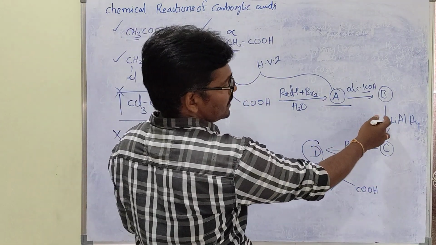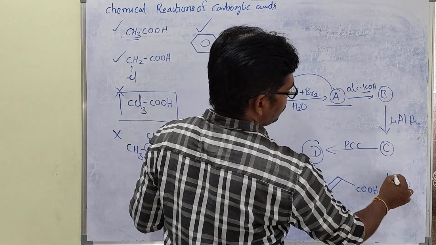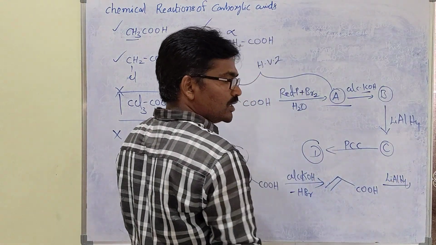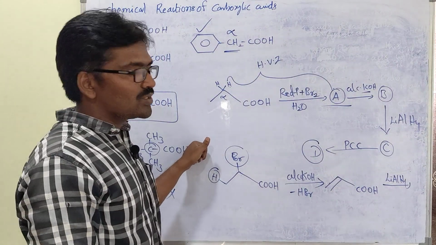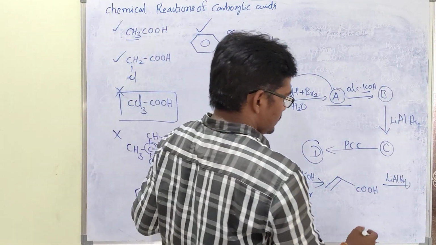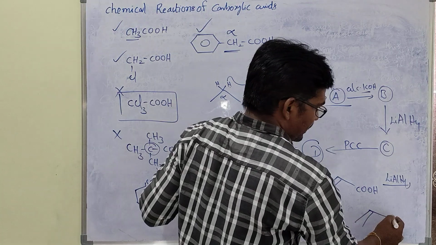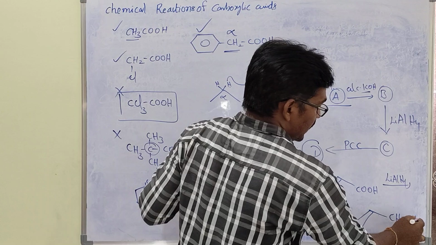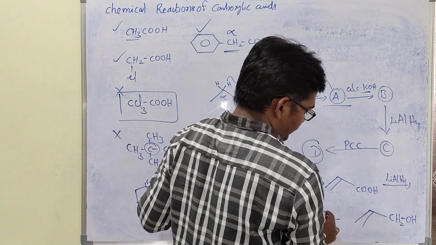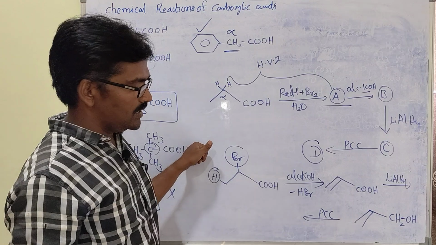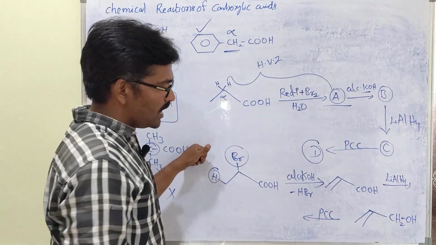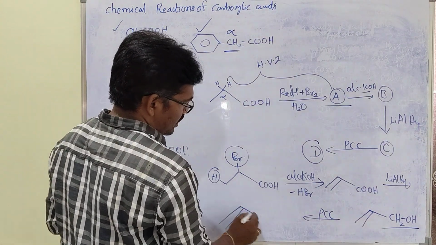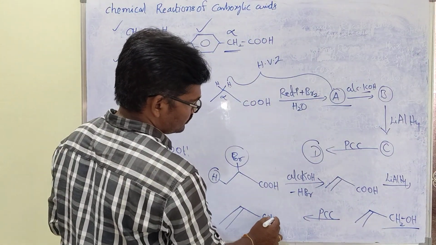Then next, what is there? Lithium aluminum hydride. What can lithium aluminum hydride convert? Carboxylic acid, yes. So the double bond will be there as usual, then CH2OH will be formed. Next, PCC is there. On reaction with PCC, alcohol can be converted into aldehyde.